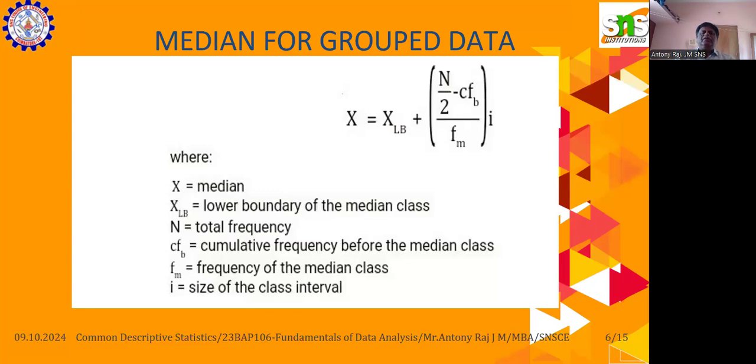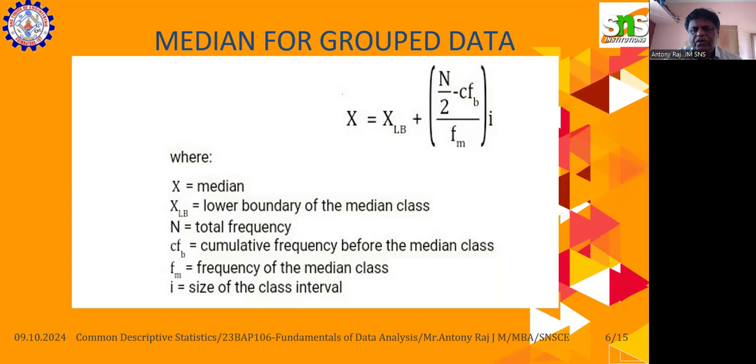And we already clearly know what is meant by grouped data. Grouped data is data which has been organized in a particular orderly way. A frequency distribution table is a very simple example of grouped data. Now, this is the formula. It goes X is equal to XLB plus (N by 2 minus CFB) by FM into I. Now, X is the median value.